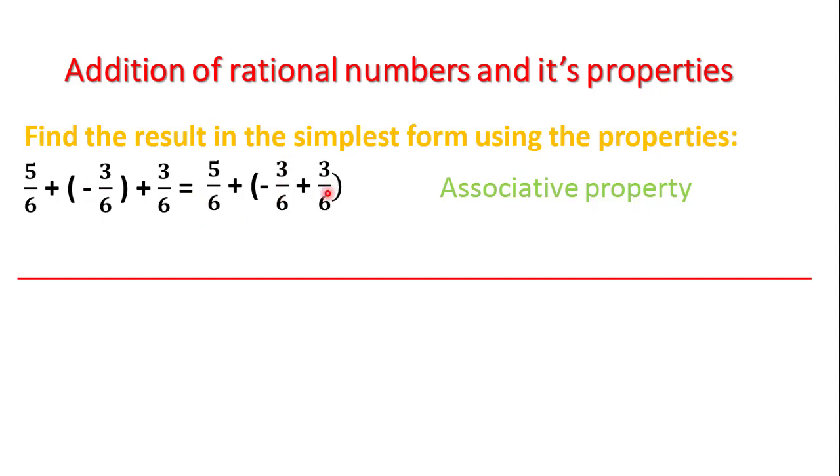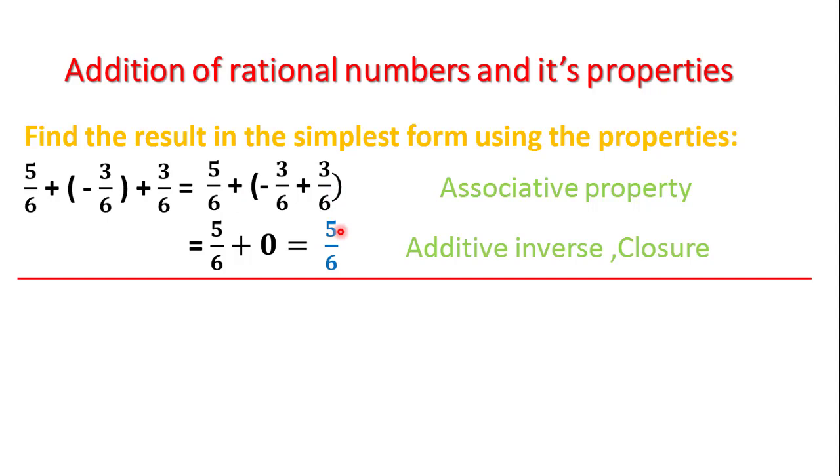Here 3 over 6 plus negative 3 over 6 is 0. So I have 5 over 6 plus 0. It will be 5 over 6. So I used additive inverse, which is the positive 3 over 6 and the inverse is negative 3 over 6. Also, the result belongs to Q, so closure. You can also write the additive identity, because here 0 is the additive identity.